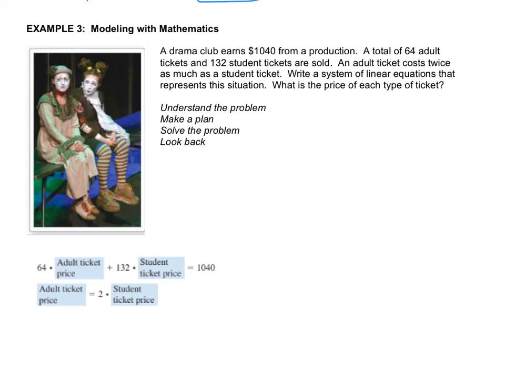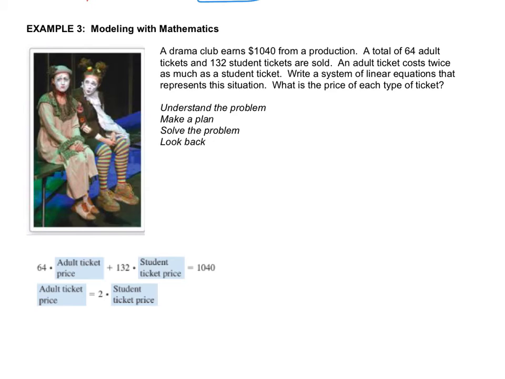So we have too much information in here. Drama Club is earning a lot of money. We have 64 adults, 132 student tickets are sold. An adult ticket costs twice as much as a student ticket. Write the system first. So let's talk about this.